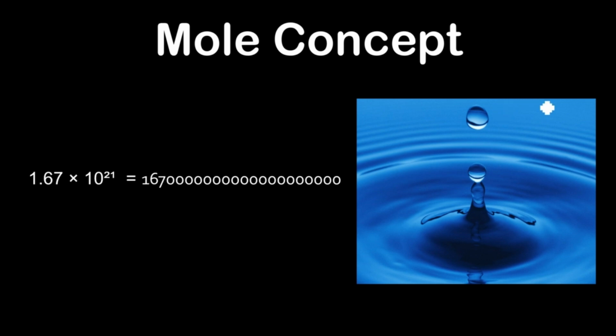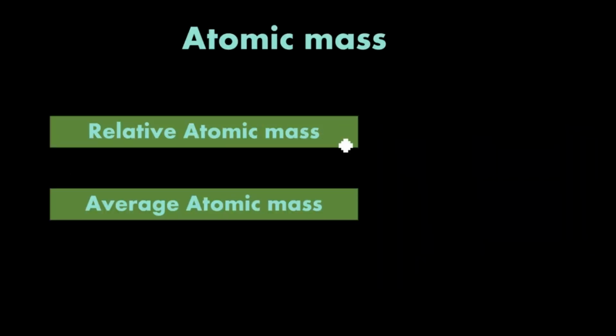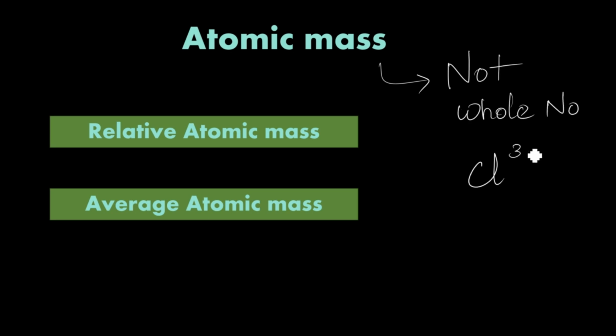Before diving into moles, we have to understand why atomic masses aren't always whole numbers. For example, if you take chlorine, the mass is 35.5. Why is it so? To understand that, we have to meet isotopes. I will give you the introduction to isotopes in a while. Before that, let's understand what these different atomic masses are.